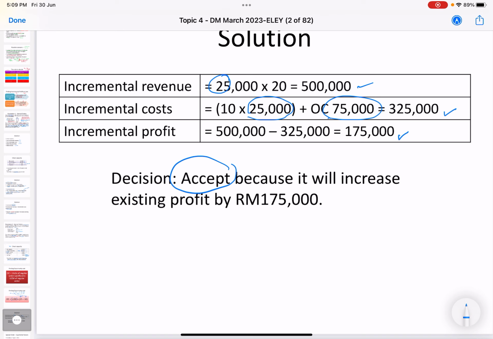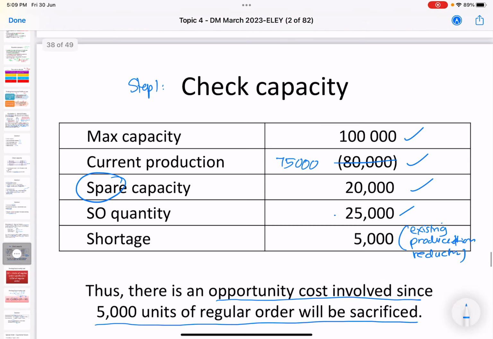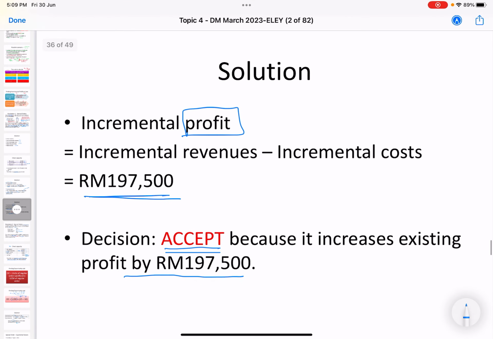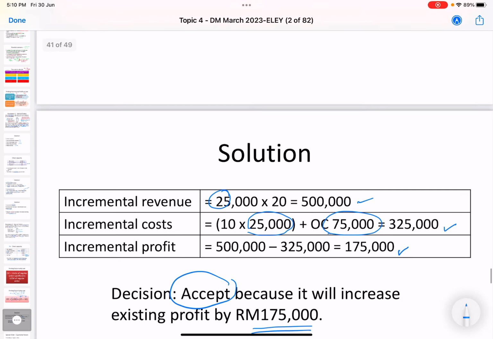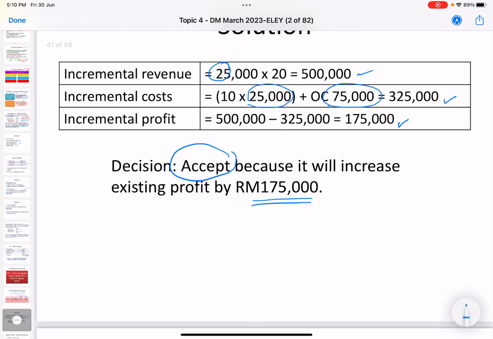But if you look at the answer before, their incremental profit probably was higher. Let me just check. Yeah, 197,500, because they had no opportunity cost. Okay, but with the opportunity cost, their incremental profit will be a bit lower, but still because it's positive, then you say it is acceptable.